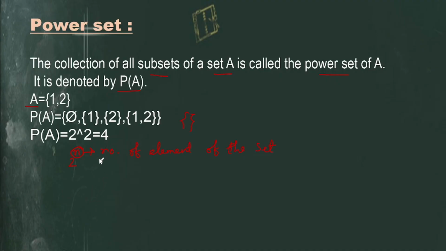Proper subset. So proper subset means what? The set should not contain any element. So in this case, phi is the empty set, meaning no element is there, and the proper subsets are these. Okay, so we'll write 2 to the power n minus 1. This is the proper subset formula. So one element should be subtracted.